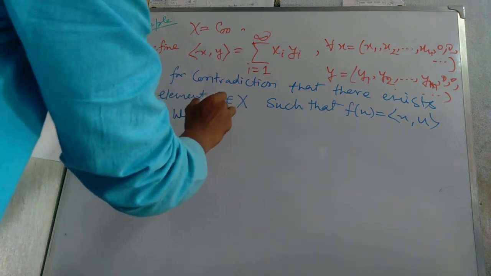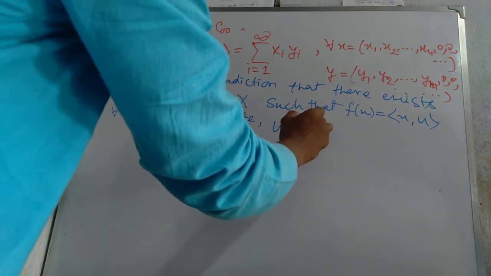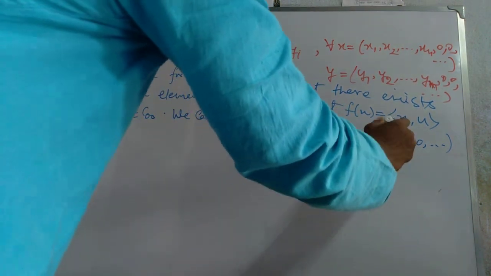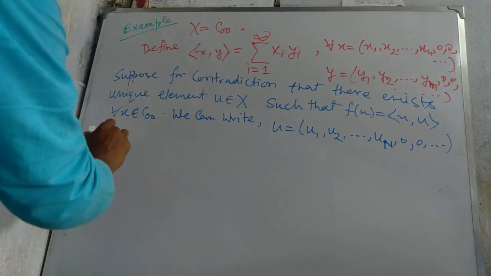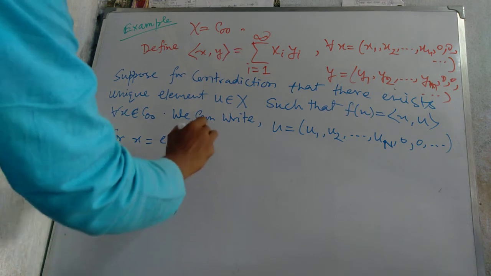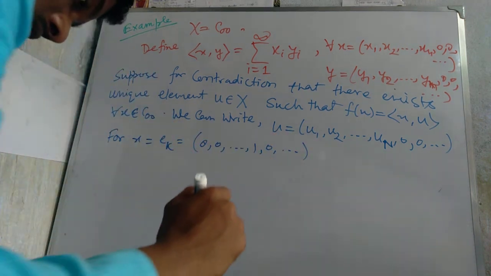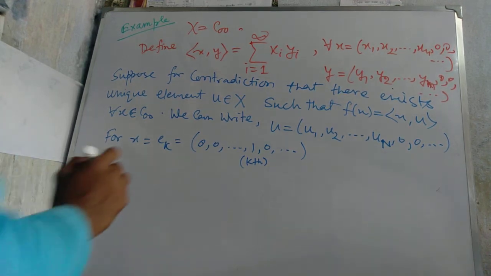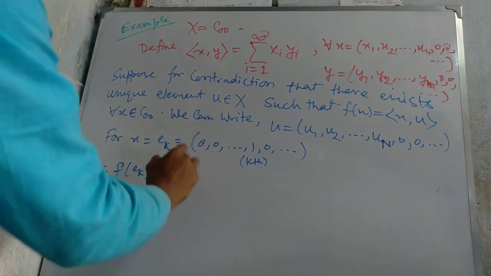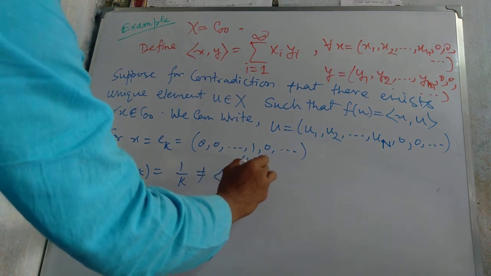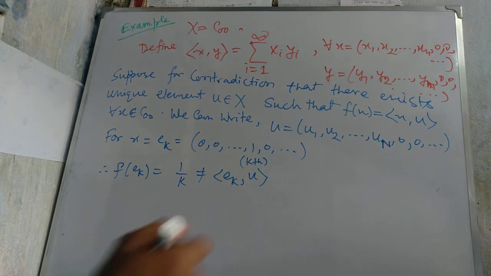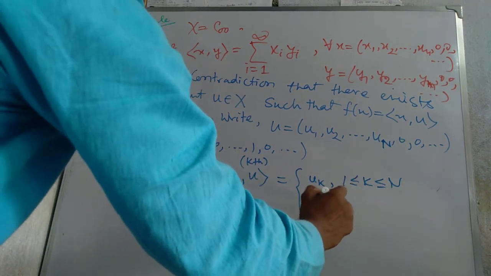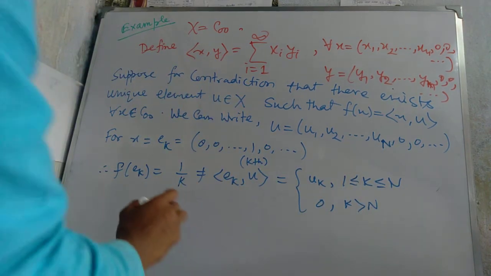and we can write u equals u1, u2, ..., un, 0, and for x equal to ek, with 1 in the k-th position. Then obviously f of ek equals 1 by k, which is not equal to ek is t. Then this one equals uk for 1 less than or equal to k less than or equal to n, and 0 if k greater than n. This one is a contradiction.